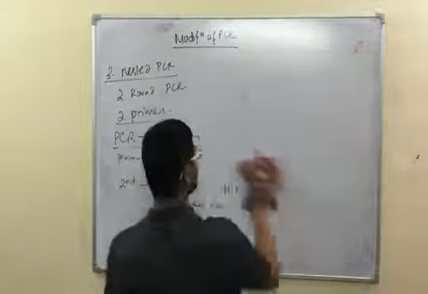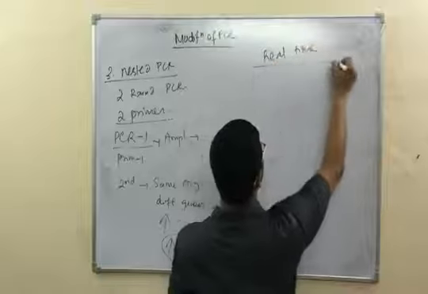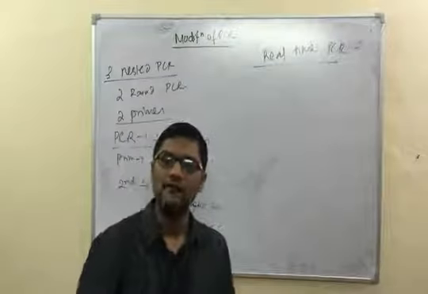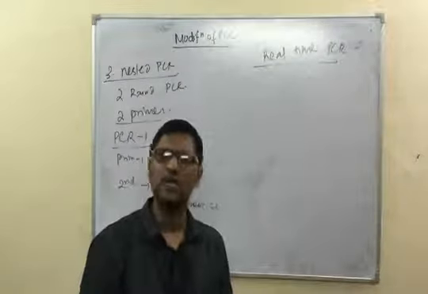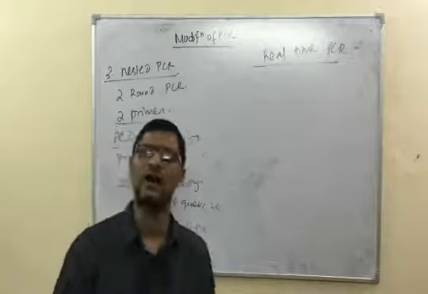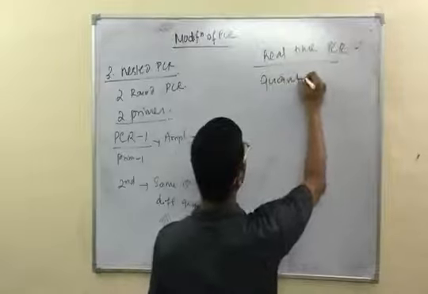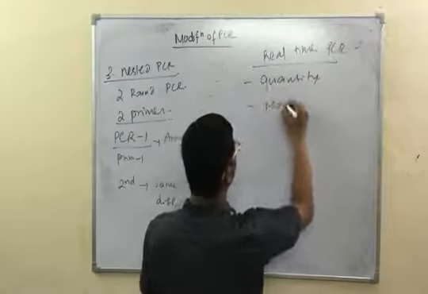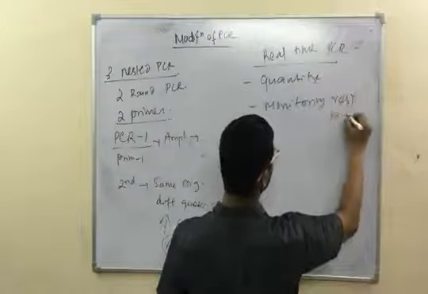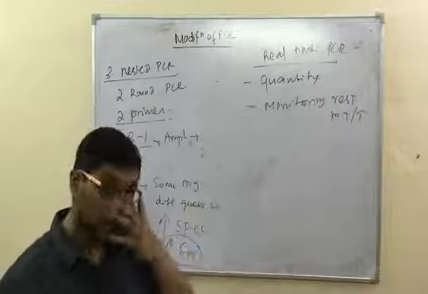Last but not the least is real time PCR. Is the conventional PCR quantitative or qualitative? Of course it is qualitative. The conventional PCR can detect only the presence or absence of DNA. It cannot say how much DNA is there. So to quantify, real time PCR is done. Please remember, it is done for quantification. Hence it is useful for monitoring the response to treatment, especially HIV and hepatitis B. It is useful for monitoring the response to antiretroviral drugs in case of HIV.